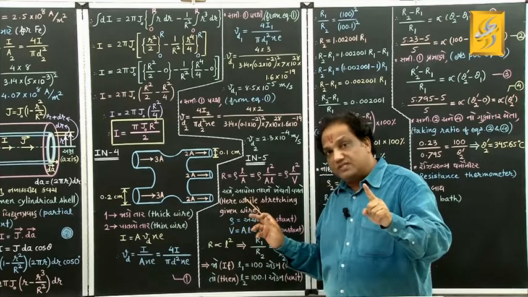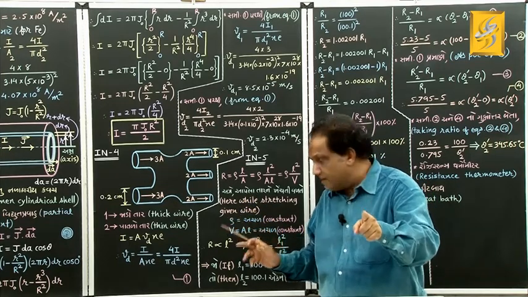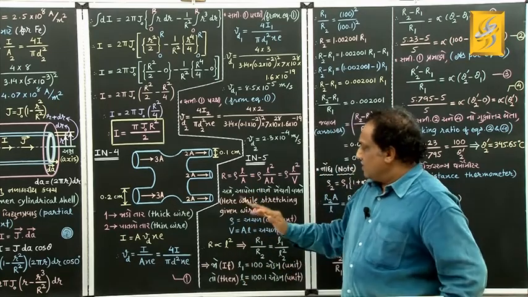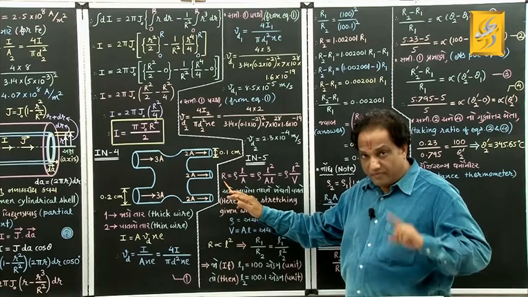But here the final answer will be most accurate. I just suggest and appeal to everybody, please follow this method. Okay, fine. What is the formula for resistance of a conducting wire, of a metallic wire?